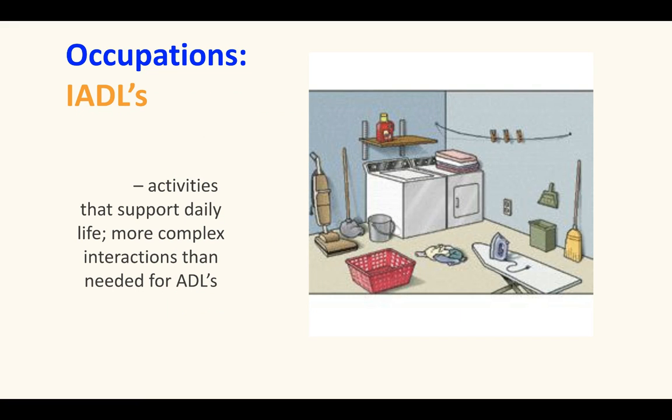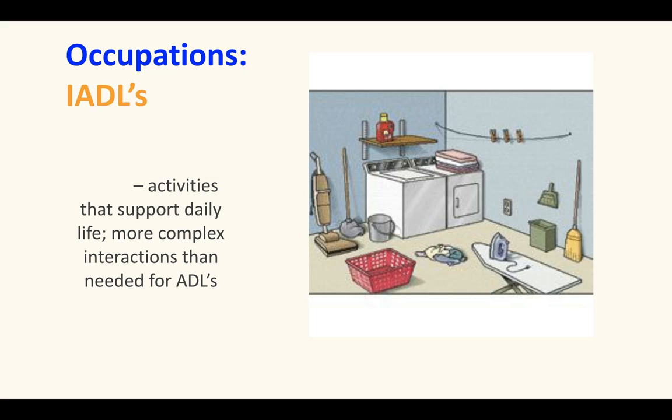The next area is IADLs. This is considered instrumental activities of daily living. These are activities that support our daily life, but they're much more complex. There's also a spectrum of complexity that can be a component of those IADLs. When we think about IADLs, this is not only caring for our own body, but caring for others or caring for things that support our being independent.